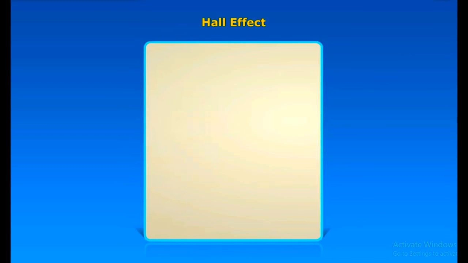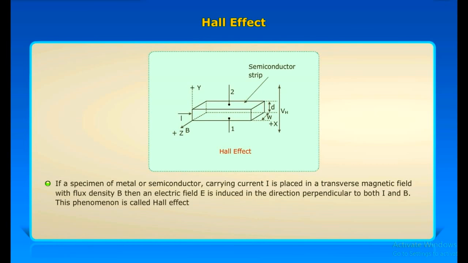Hall effect. If a specimen of metal or semiconductor carrying current I is placed in a transverse magnetic field with flux density B, then an electric field E is induced in the direction perpendicular to both I and B. This phenomenon is called Hall effect.